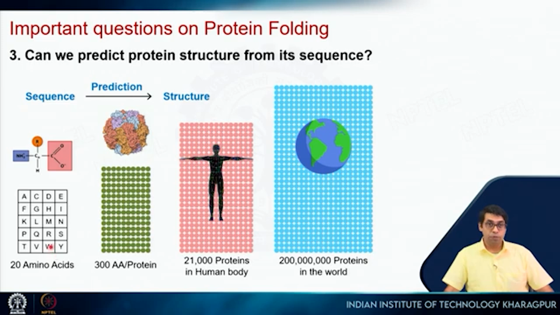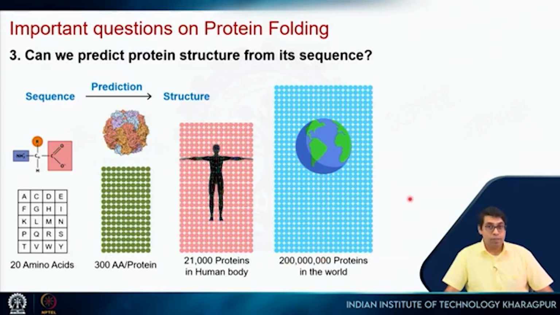So proteins are made up of 20 amino acids. In bacteria, the average size of a protein is 300. So there are 300 amino acids per protein. In humans, we have 21,000 proteins. And if we consider all proteins on this planet, there are 200 million proteins, right?